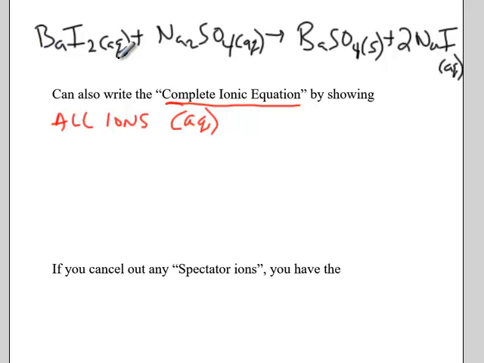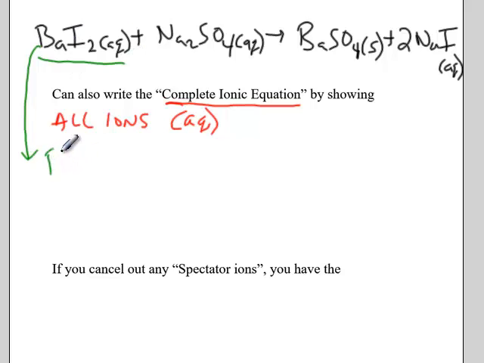So when we write barium iodide aqueous, in reality, we don't have barium iodide floating around in the solution. We have cations and anions. So the rule is, if a compound is ionic and aqueous, we break it down, we dissociate it. So this barium iodide is not going to stay that way.